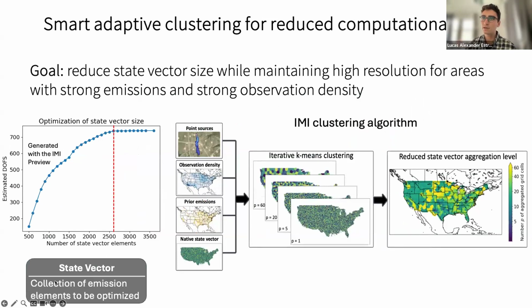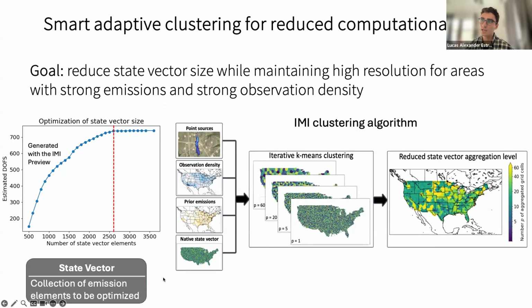So as I said, the state vector is a 2D emissions field, so a collection of 2D emissions fields that you're trying to optimize. So each of these little points here. And so we have a couple of options for reducing the computational cost of running the IMI. The one that we've developed for IMI 2.0 is a smart adaptive clustering mode, which allows you to use multi-resolution for running your inversion.